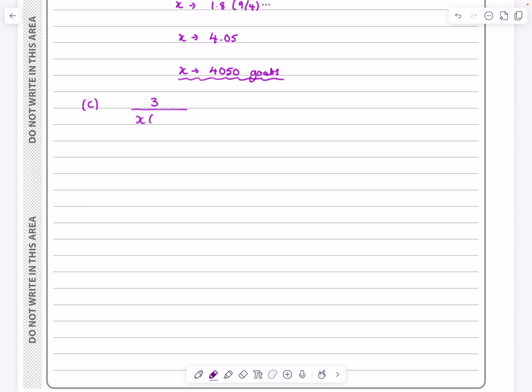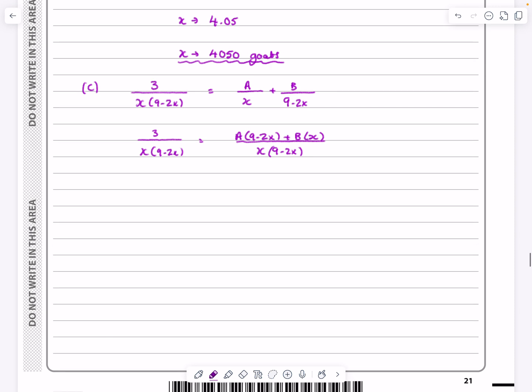So 3 over x(9 minus 2x). If I'm going to do partial fractions, then the partial fractions are going to be in that format there: A over x plus B over 9 minus 2x. I'm hesitating because it's so straightforward, but I just want to make sure that I do all the steps each time. This is going to be A(9 minus 2x) plus Bx all over x(9 minus 2x). I'm hoping that's not causing you any problems at all there.